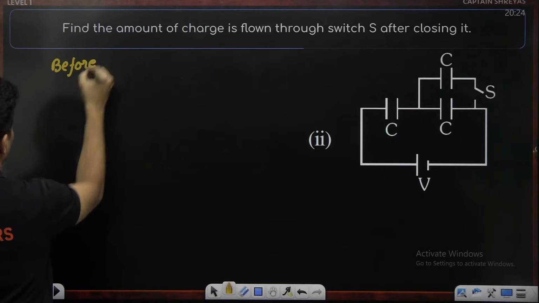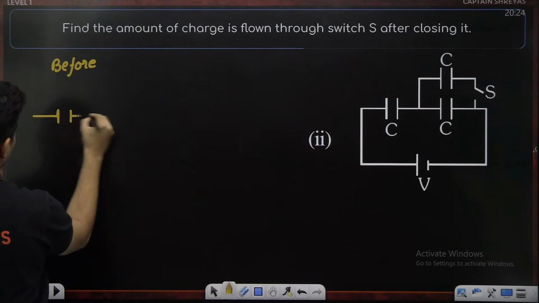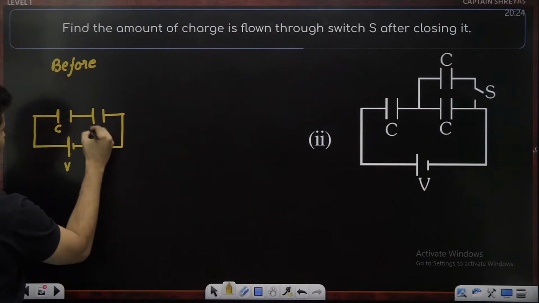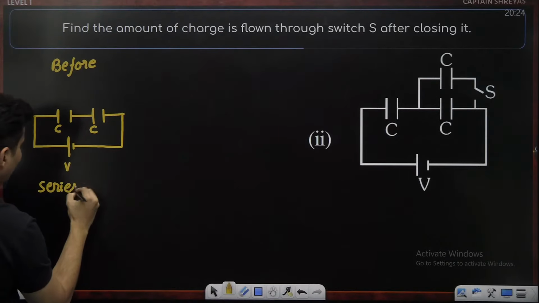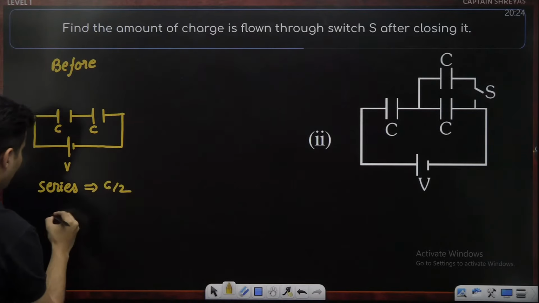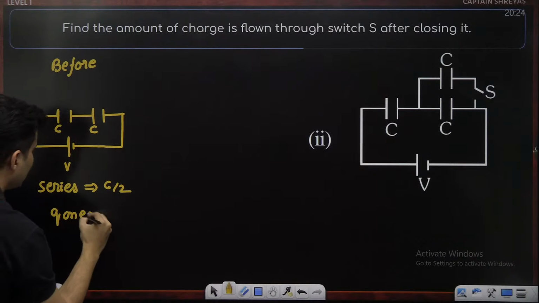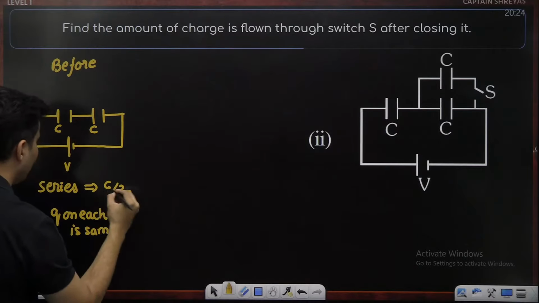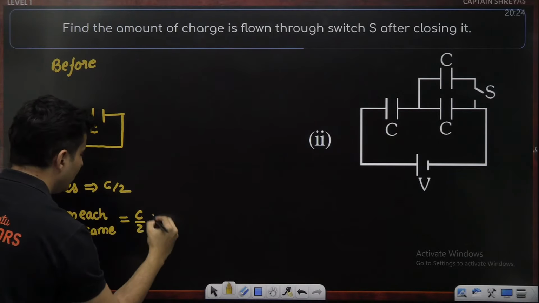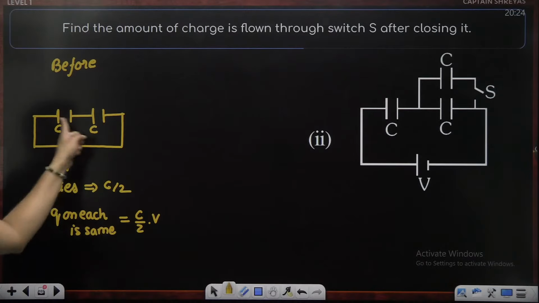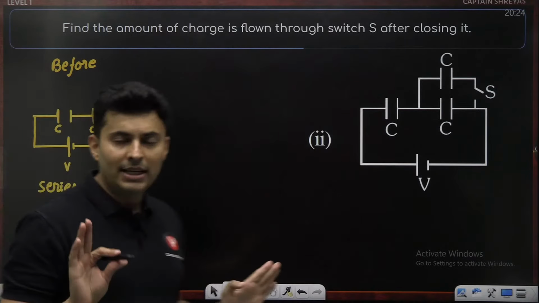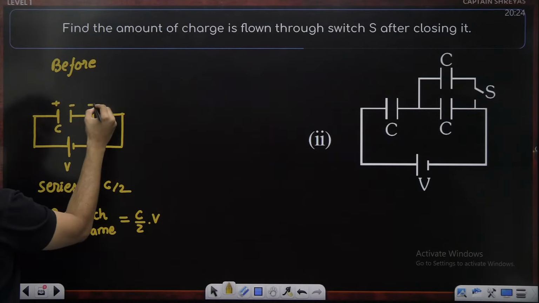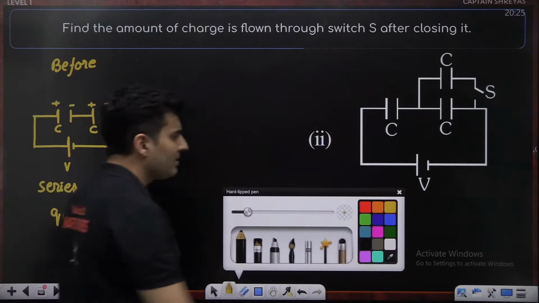Before closing, what you will see is two capacitors basically in series connected to that particular battery. That's all. Because they are in series, the equivalent capacitance will be C by 2. The charge on each capacitor is the same because they are in series. So it will be nothing but CV, where C is C by 2, into voltage. CV by 2 is the charge on each of them. Everybody fine till this point? Okay. And because this is the positive terminal, this will be positive, this will be negative, this will be positive, this will be negative. What happens afterwards?